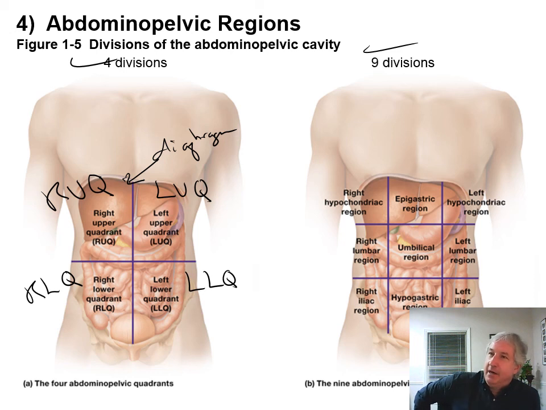If you have right upper quadrant pain, so up here, and it's dull pain, not sharp pain, you're probably thinking gallbladder, because that's right underneath the liver, right up there in the right upper quadrant. So you can localize things clinically pretty simply with just using these quadrants.